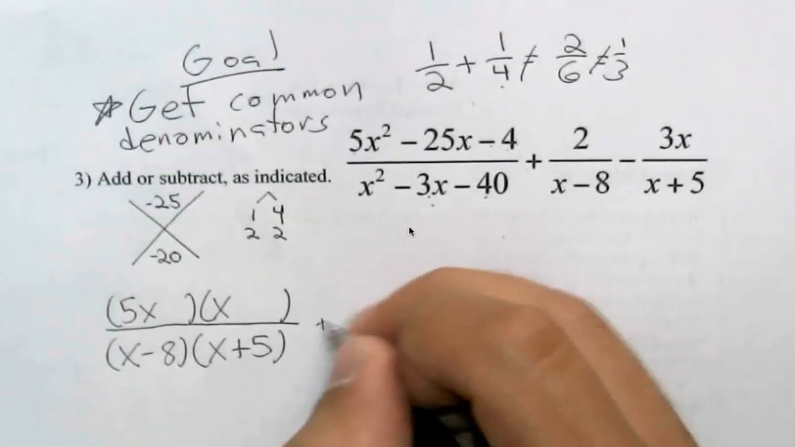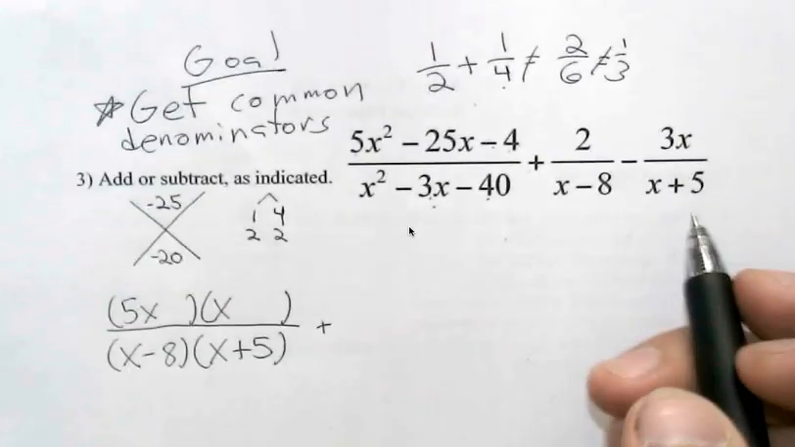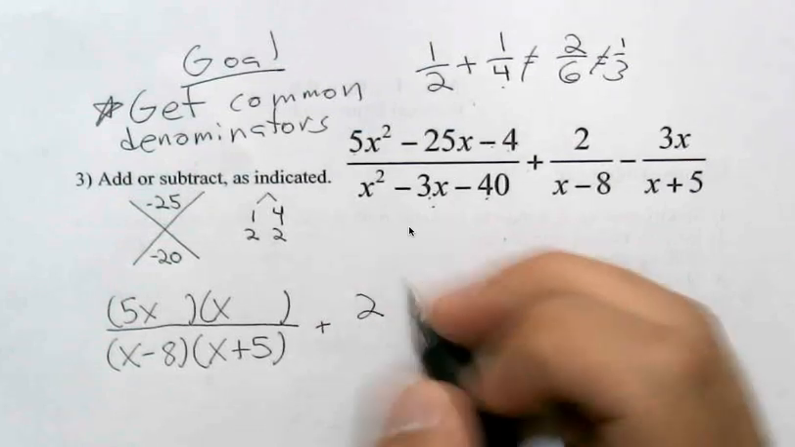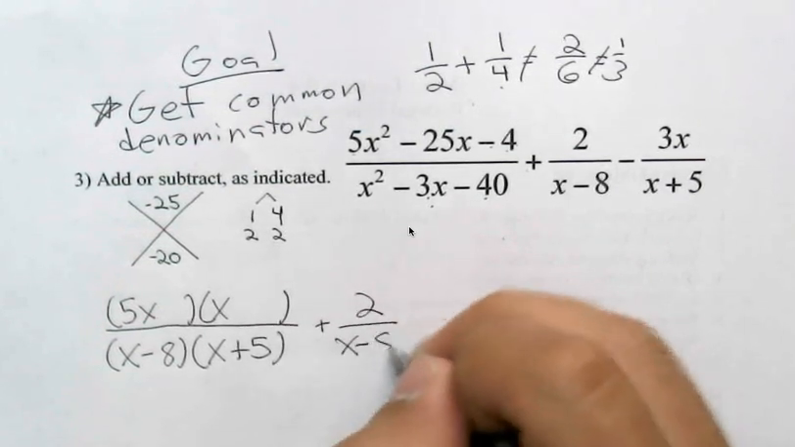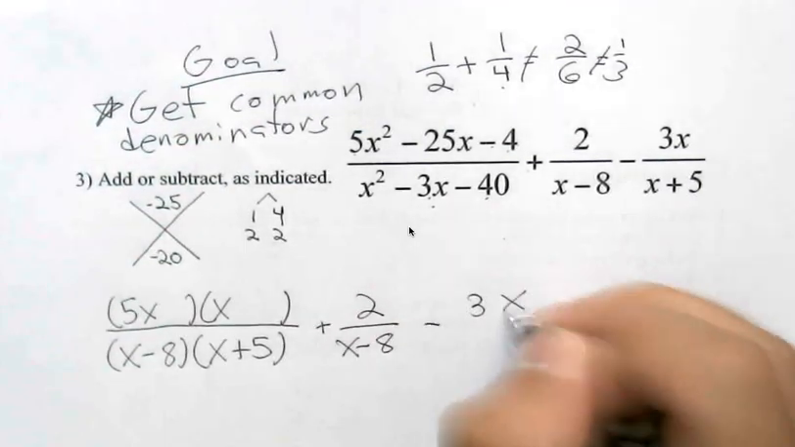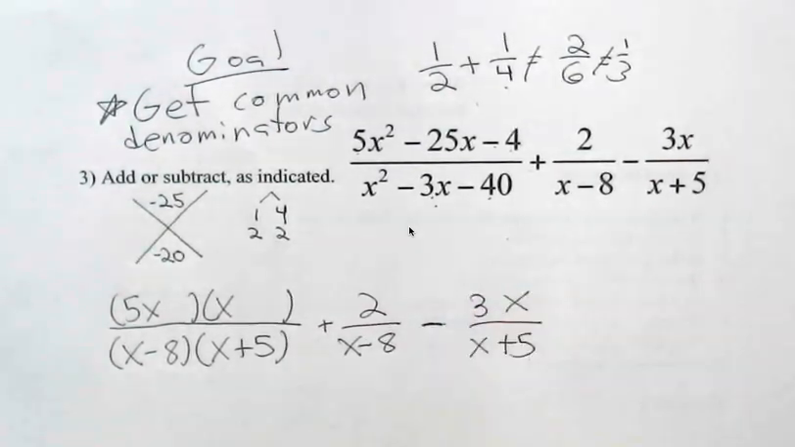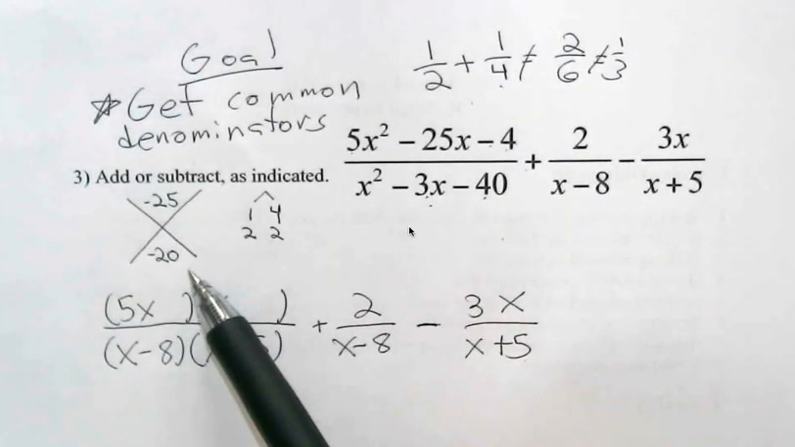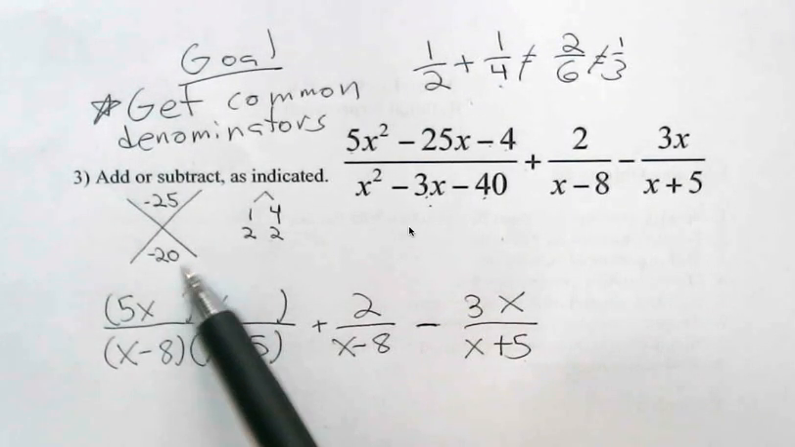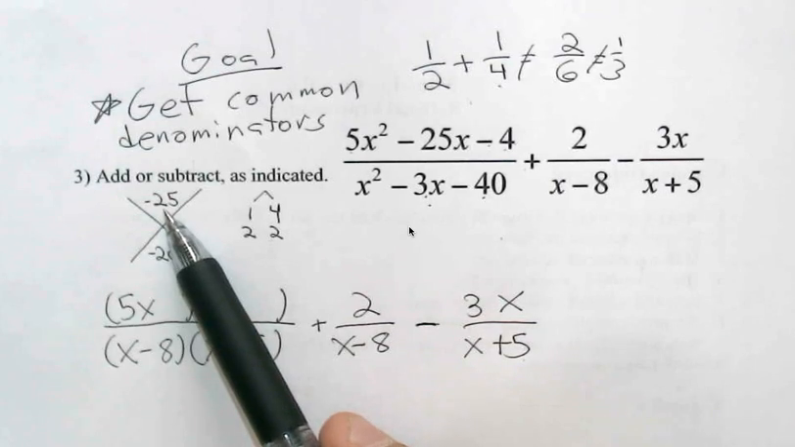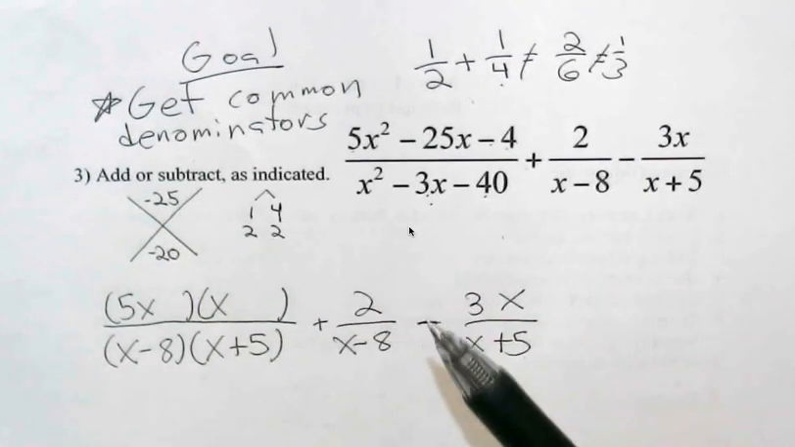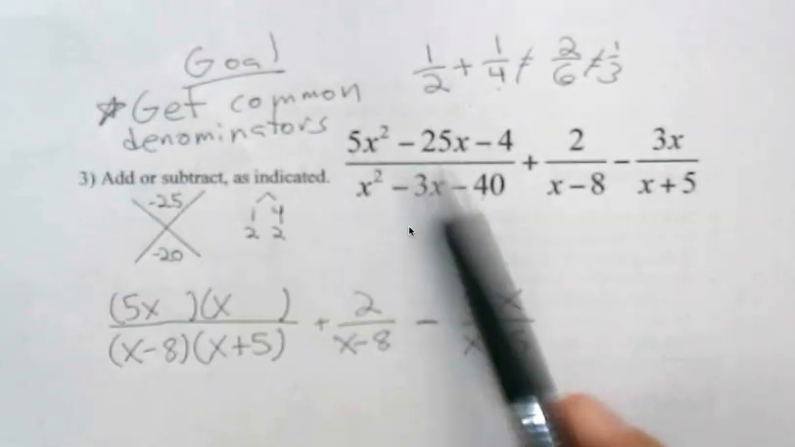With that being said, if we take this along to the right-hand side, we're adding on 2 over x minus 8, deducting 3x over x plus 5. So looking at this more closely, I'm going to go ahead and say that this isn't factorable, because if it was, we would be able to end up with factors of -20 that, when added together, get us -25, and I really can't think of any. So let's assume that this is going to stay as is.